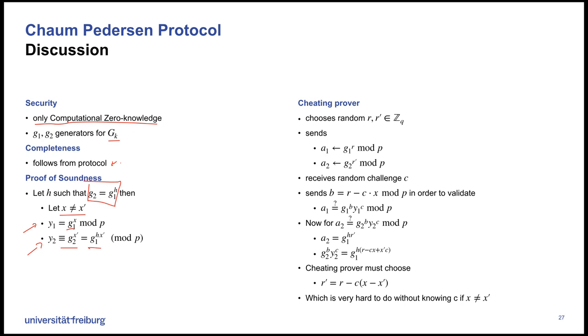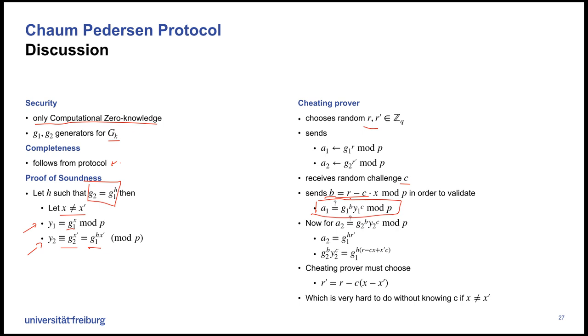So let's try. So the cheating prover chooses two random numbers. Could be different. We don't know. So it doesn't have to be the same. And we get a random challenge. And now we have to compute this B. So first of all, we have to compute this B in order to satisfy the first equation. So that's somehow binding us to really compute R minus C times X.